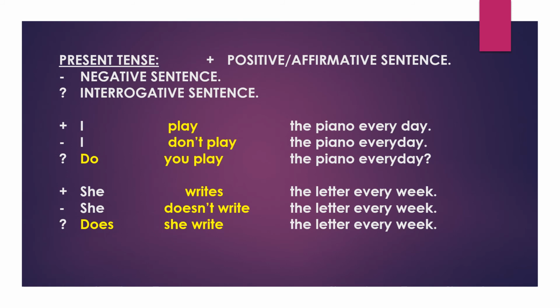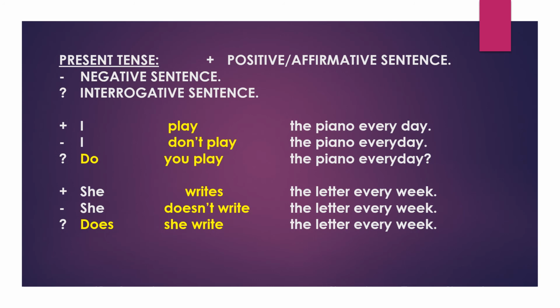If you use the auxiliary or helping verb, write must return to verb 1. Writes becomes doesn't write. She writes the letter every week is the positive one. The negative one becomes she doesn't write the letter every week.